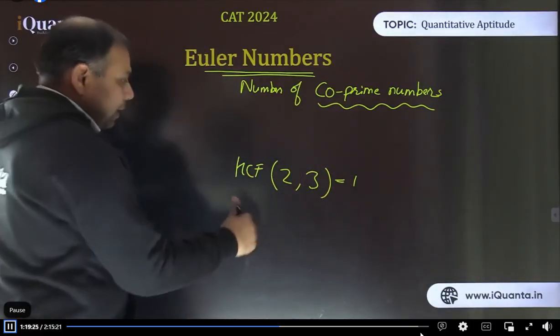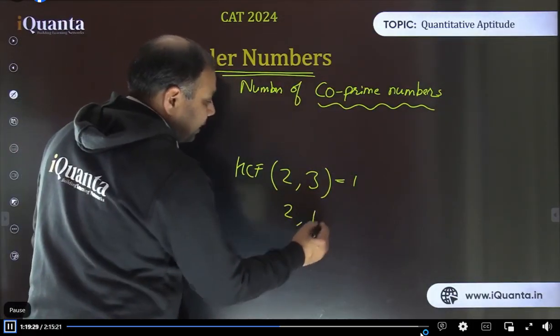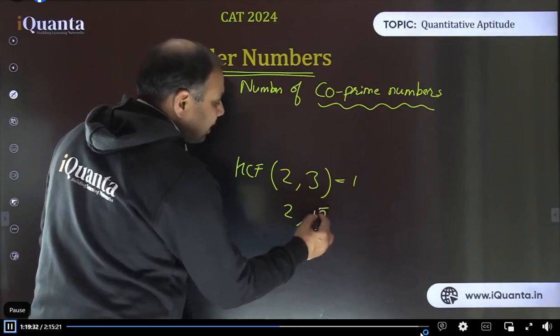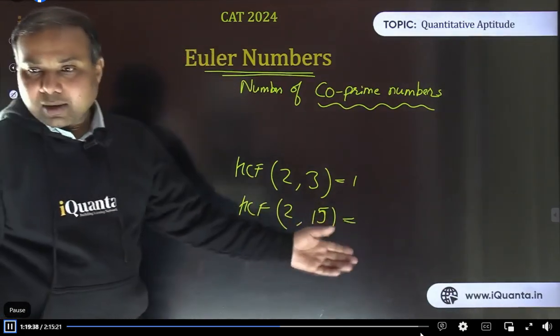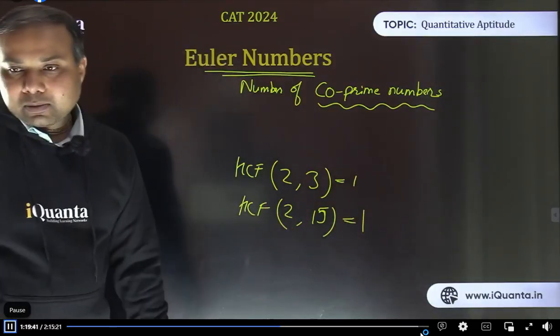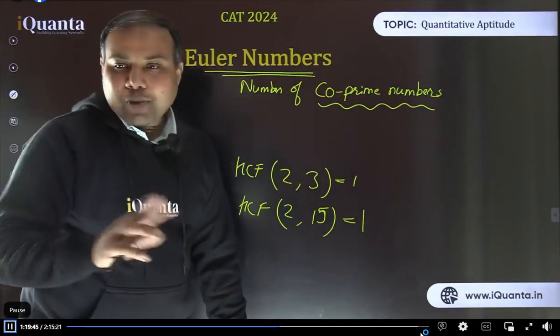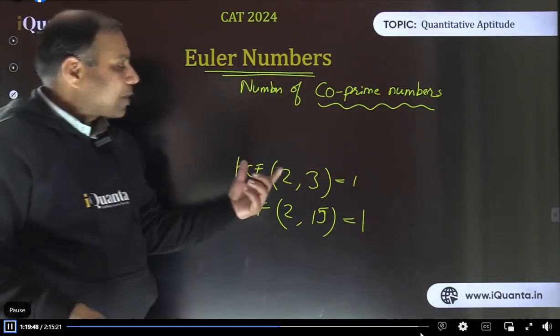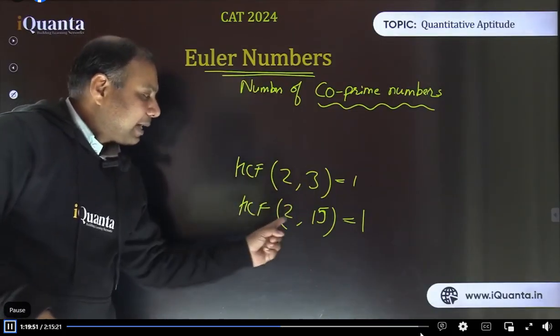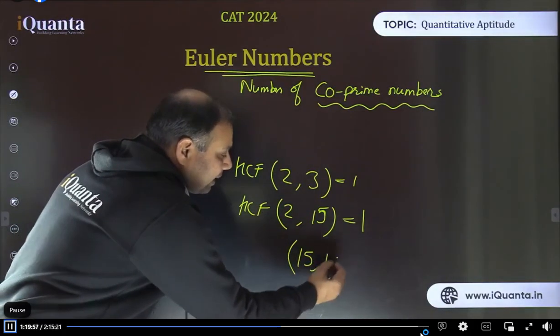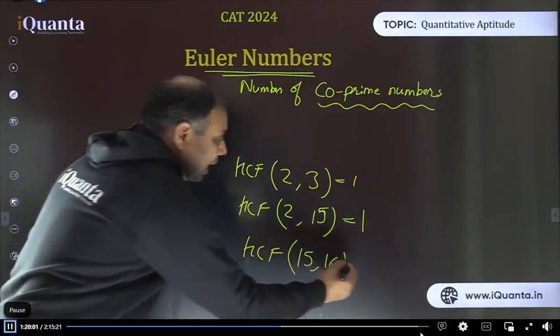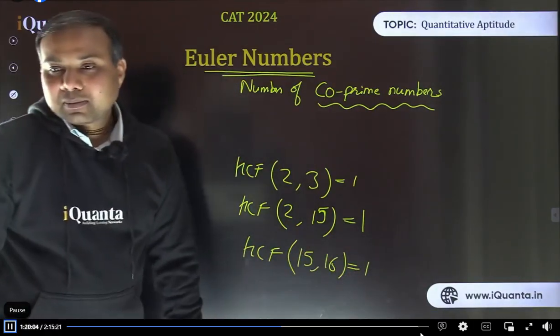I repeat, 2 and 19. Yeah, 2 and maybe 15. Let's say 2 and 15. What is their highest common factor? It's again 1, right? So they are also co-prime numbers. So for two numbers to become co-prime to each other, it is not compulsory that numbers have to be prime. Here they are prime numbers, but here 2 is prime, but 15 is not prime. If I write, let's say 15 and maybe 16, what is their highest common factor? Again, it is equal to 1. They are also co-prime numbers, right?